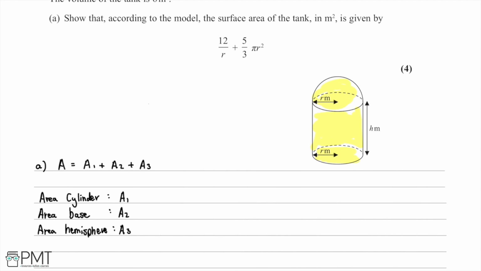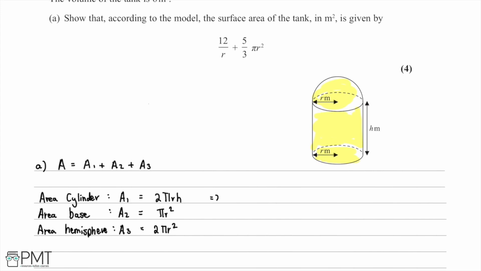So we now have a think, what is the surface area of a cylinder going to be? This is going to be 2 pi r multiplied by h. We know that the surface area of the base of the cylinder is going to be pi r squared. And for the surface area of the hemisphere, we know that a sphere has surface area 4 pi r squared, and we have half of that sphere. So therefore, the surface area of this hemisphere is going to be 4 pi r squared divided by 2, which is equal to 2 pi r squared.